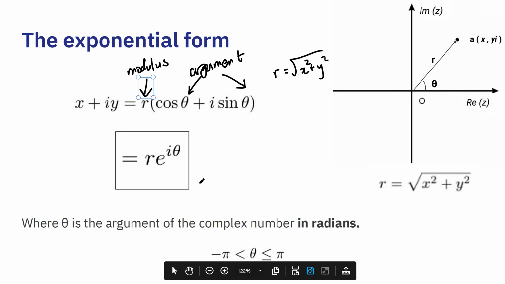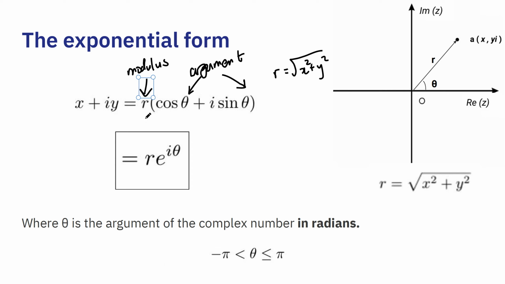Alright, and there's another form, the exponential form. We can actually write r cosine theta plus i sine theta in this very elegant form over here. So we keep the modulus, and instead of writing cosine theta plus i sine theta, we can combine it into e to the power of i multiplied by theta.